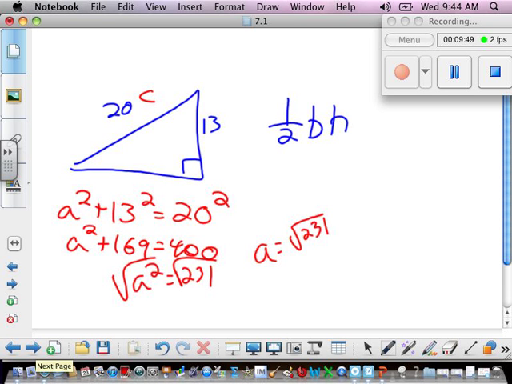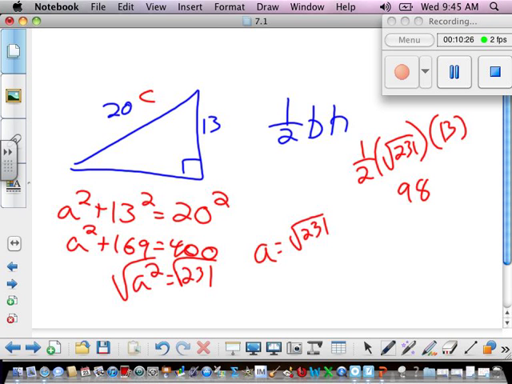Square root of 231. Okay. Do I need to do B? What am I, oh, I'm not finished. So I've got 1/2 times square root of 231 times 13. So let's put that on our calculator. 0.5 parentheses, second x squared gives me my square root button. 231 end parentheses, parentheses, 13 end parentheses. I get 98.79.